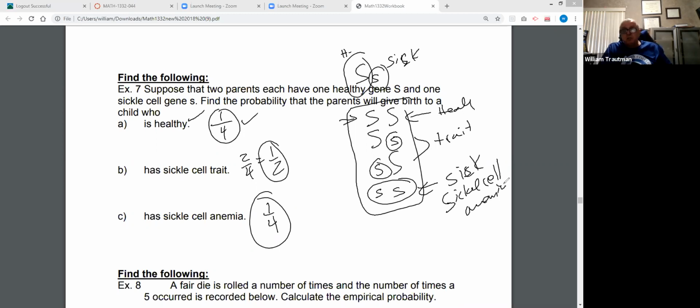I'm still not sure what sickle cell anemia is, but I know it's bad. I know it makes people really tired, I think.